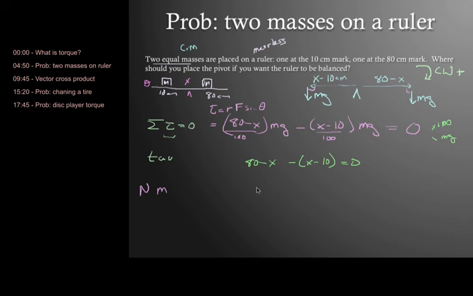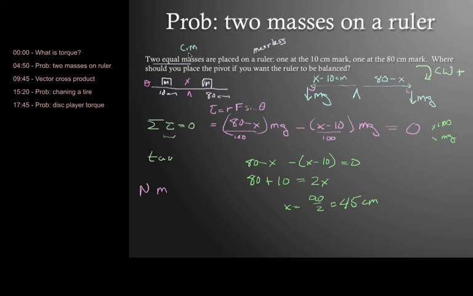So here we're going to get 80 plus 10, so minus minus. And then now both these x's are minus, so I'm going to bring those over to the other side. So 2x. So then x is equal to 90 over 2, or 45 centimeters. So if we put the pivot right at 45, this thing's going to balance.